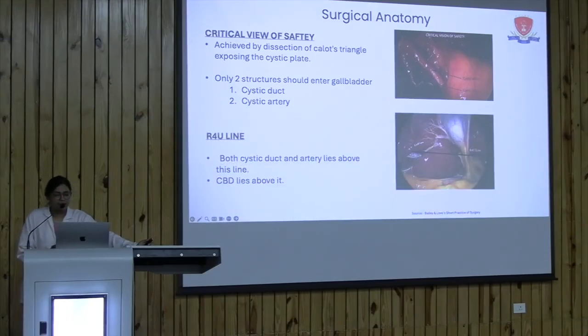An imaginary line called the R4U line serves as the visual guide during cholecystectomy. It lies in the plane of Rouviere's sulcus, the base of the fourth segment of the liver, and the umbilical fissure. Both the cystic artery and cystic duct lie above this line, while the common bile duct lies below this line. So, a surgeon must be careful to stay above this line while operating to minimize the risk of injury to the common bile duct.